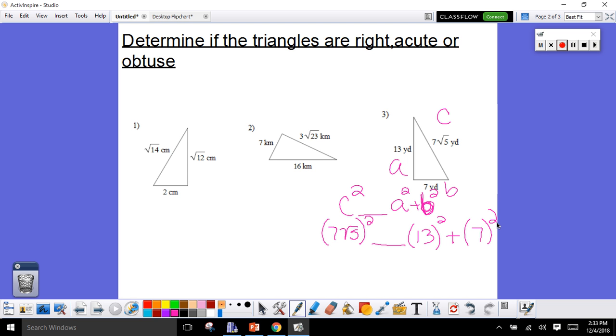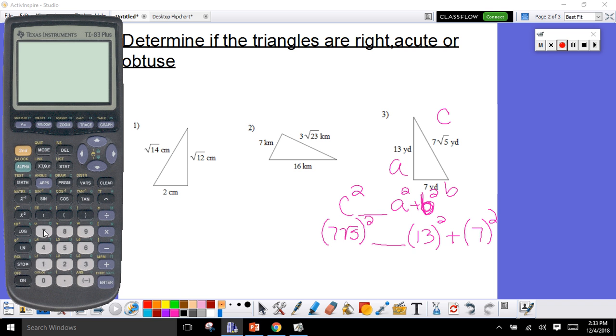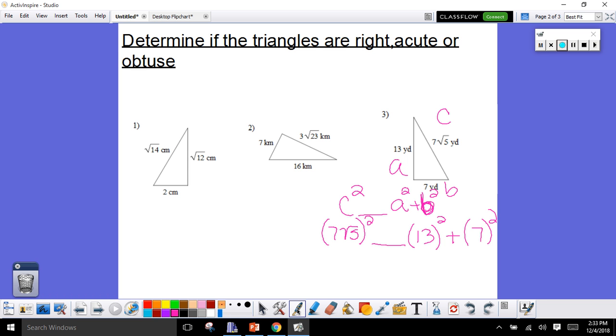So we're going to put everything in our calculators. So let's start by putting, whoops, my bad. Always parentheses first. 7 square root of 5, and we square that. That gives me 245. So I get 245. I leave the space.